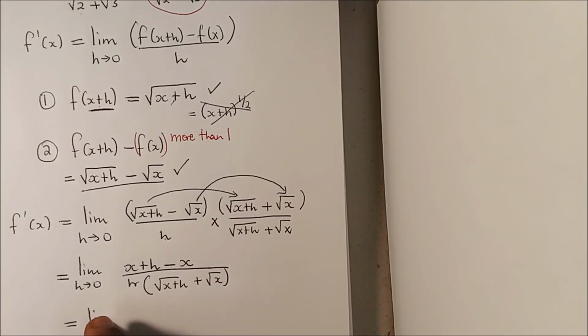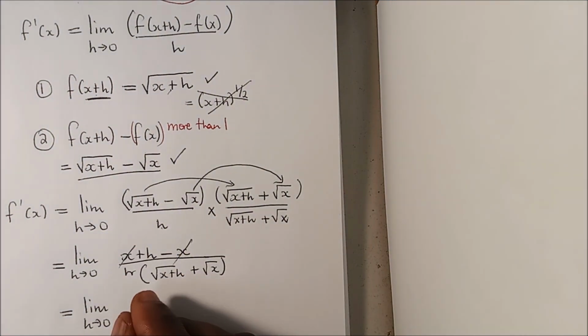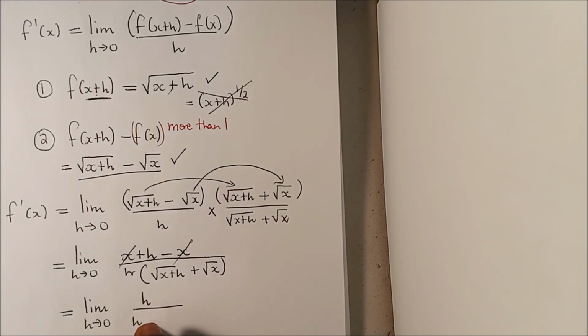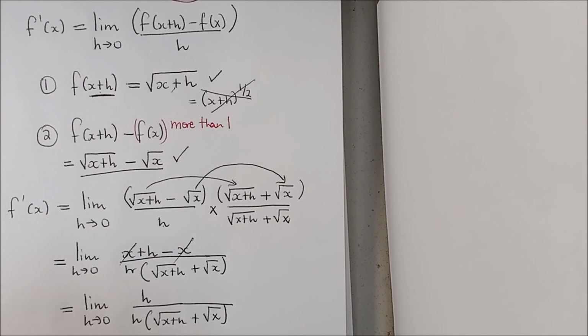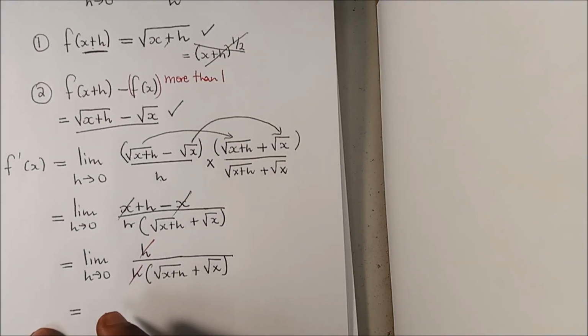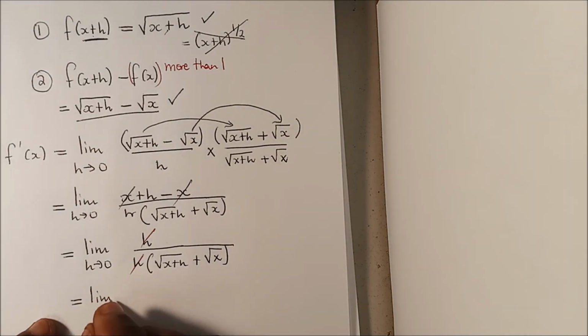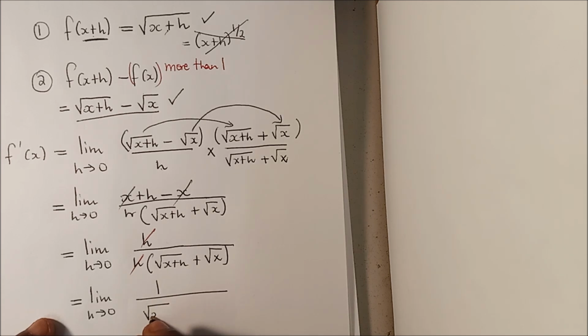Please tell me you see what will happen in our numerator. The x and the x are gone. So we have h over h into the square root of x plus h plus square root of x. Tell me what's going to happen to the h. The h will cancel h. So now we will have the limit as h goes to 0 of 1 over the square root of x plus h plus the square root of x.